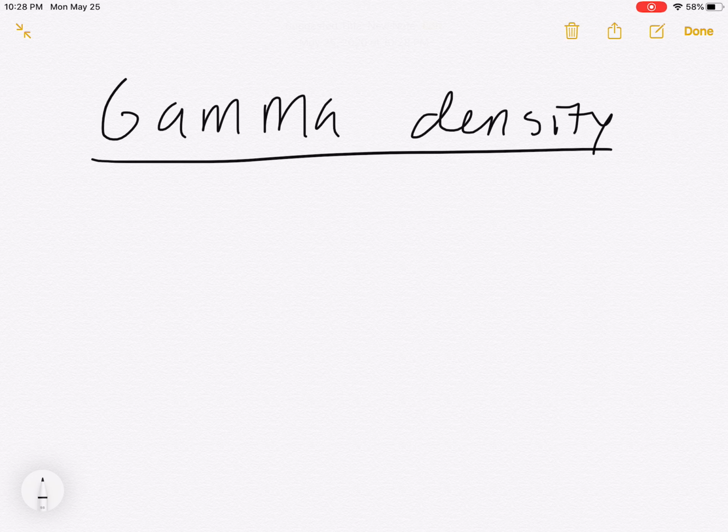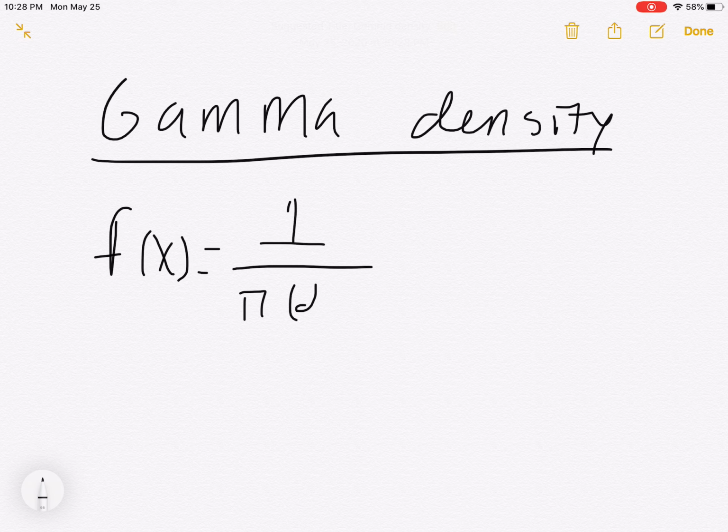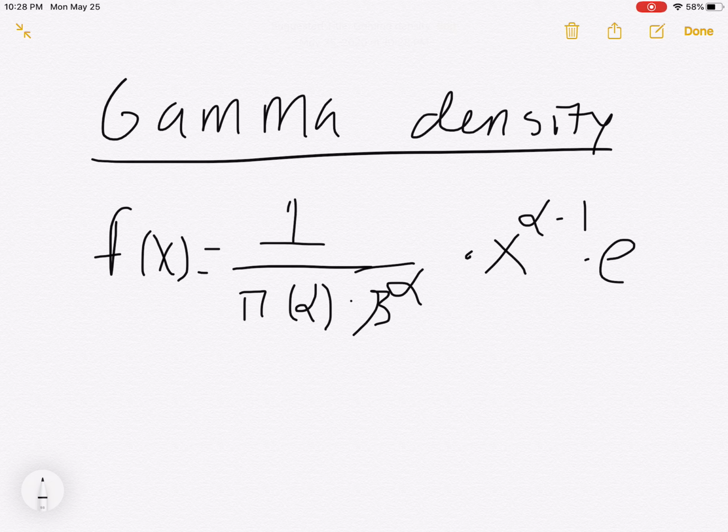Or distribution. And the gamma density is going to be 1 over gamma of alpha times beta to the alpha times x to the alpha minus 1 times e to the minus x over beta. And that's if x is greater than 0, and also alpha and beta are greater than 0. Okay.